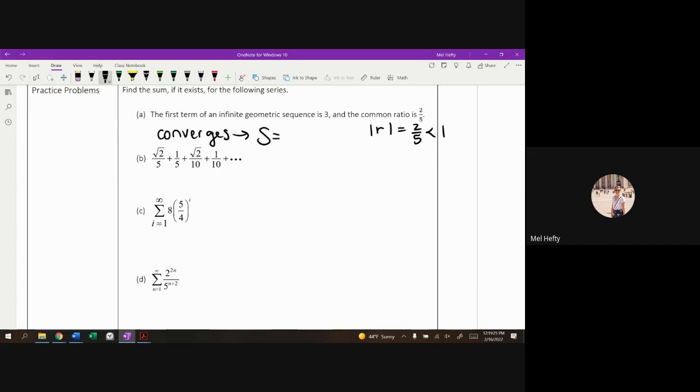Sum. Let's just set up the fraction. What's the first term? 3. 1 minus what number? 2/5. Done. We can simplify it. Great. All right. What does it look like the common ratio in B is going to be?